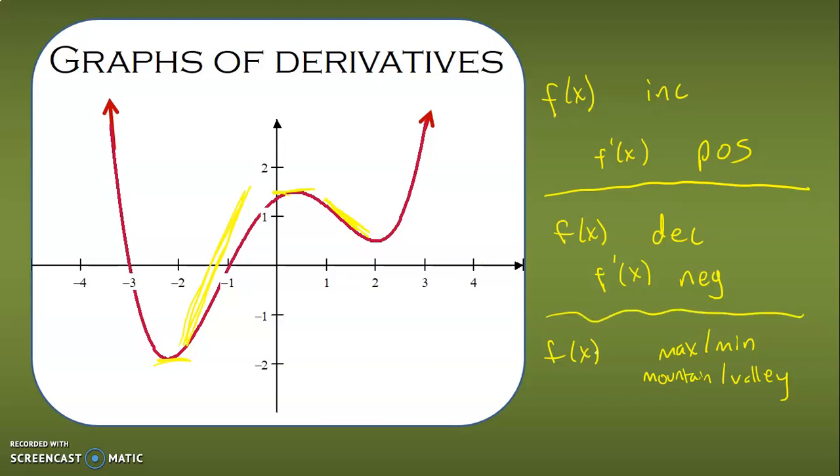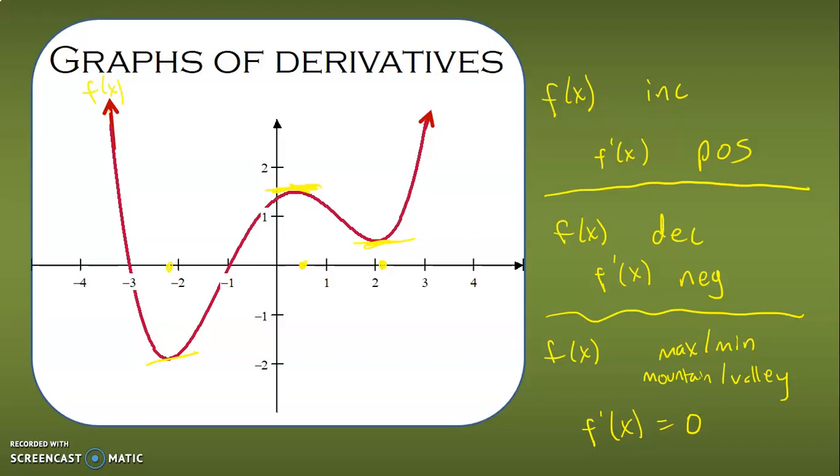And then if f of x is at a max or a min, then I should have my derivative equal to 0. So let's back up a little bit. If I want to graph the derivative, so let's say the original function here is f of x, and I want to graph f prime. I would start by looking at the mountains and the valleys. Wherever the original function flattens out, I know that the derivative should be equal to 0, because the slope of a horizontal line is 0.